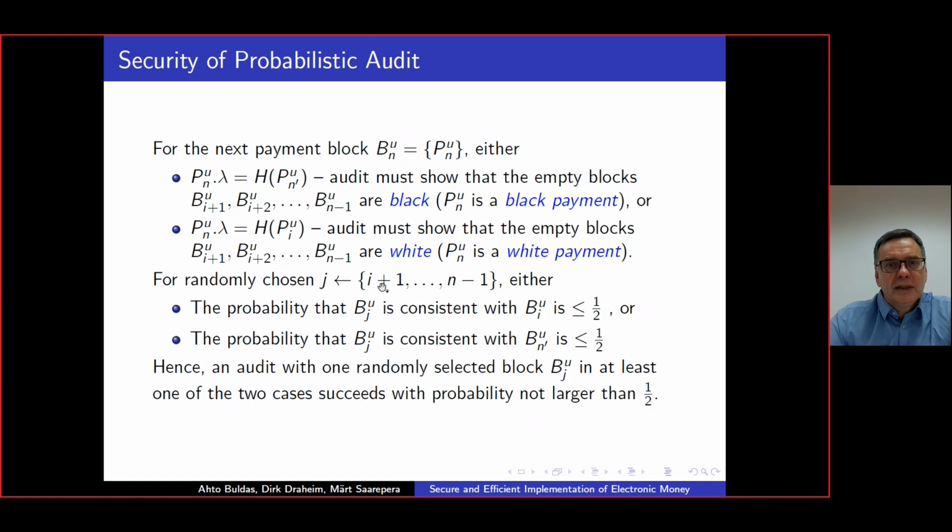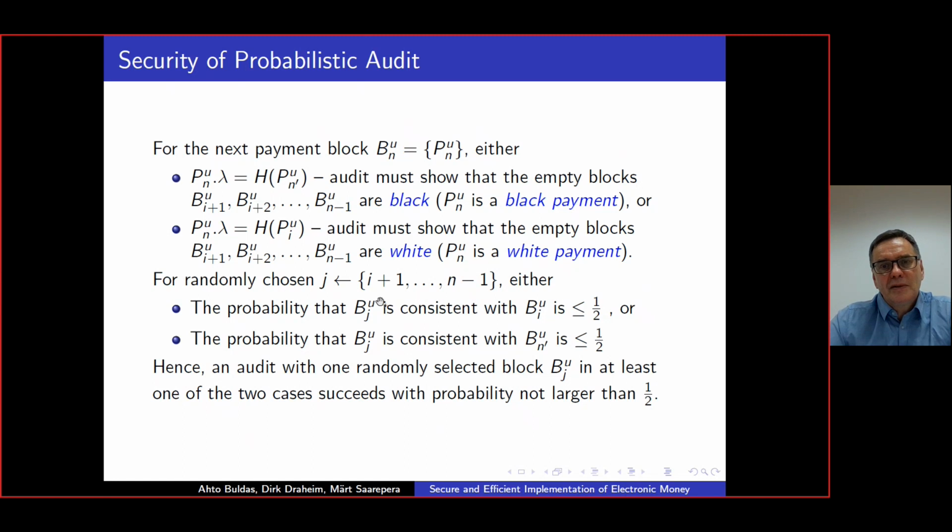And the idea is that for the next payment block, the audit must show that the empty blocks are black for U_N'. If the payment points to the P_UN', we should show that all those empty blocks are black. We call P_UN as black payment in this case. If these payments refer to P_UI, the audit must show that all empty blocks are white blocks, and we call P_UN as white payment in this case.